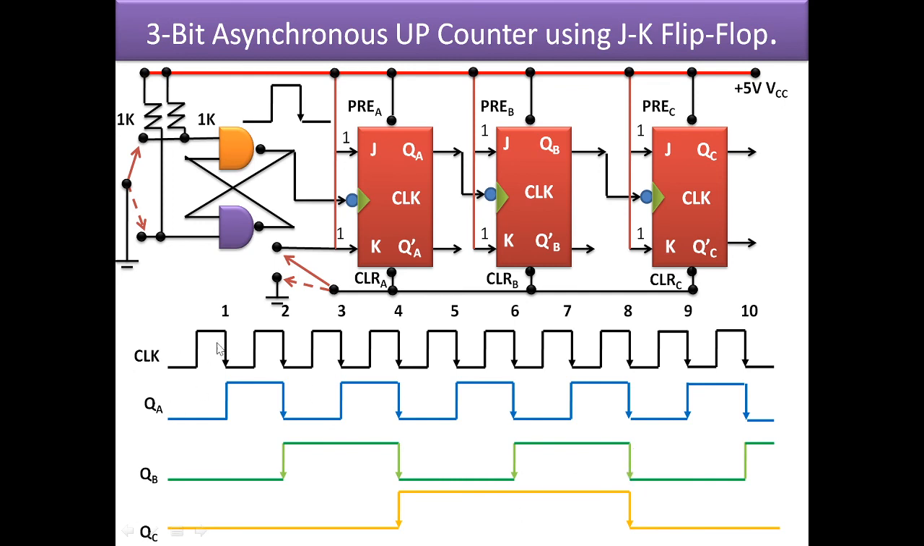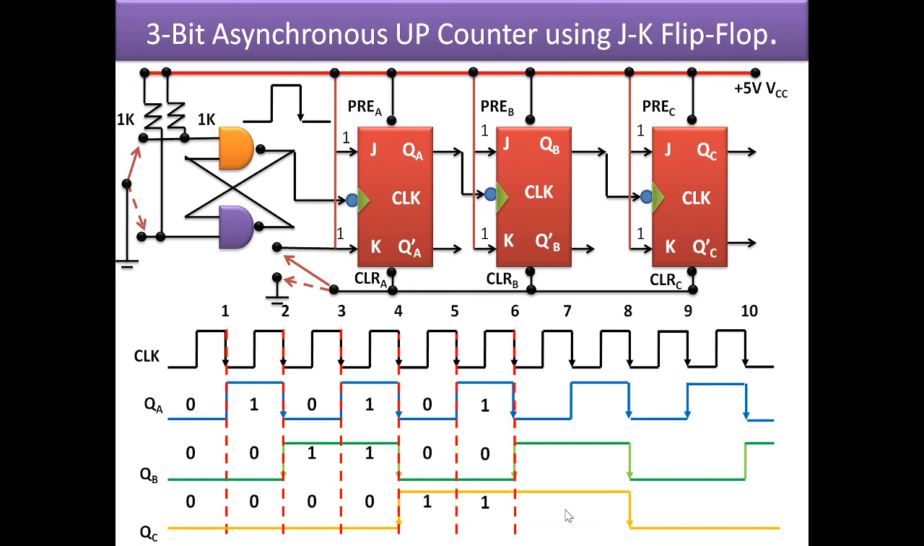Now if we consider the outputs, we can see before the first edge we have all the outputs as 0. Between the first and second we have 0 0 1, this is high. The next is 0 1 0. Between 2 and 3, the next is 1 1 0. So you can see the counter is counting. From 0, it has now become 1, it has now become 2, it has now become 3, similarly 4, now it's 5, now it's 6, now it's 7.